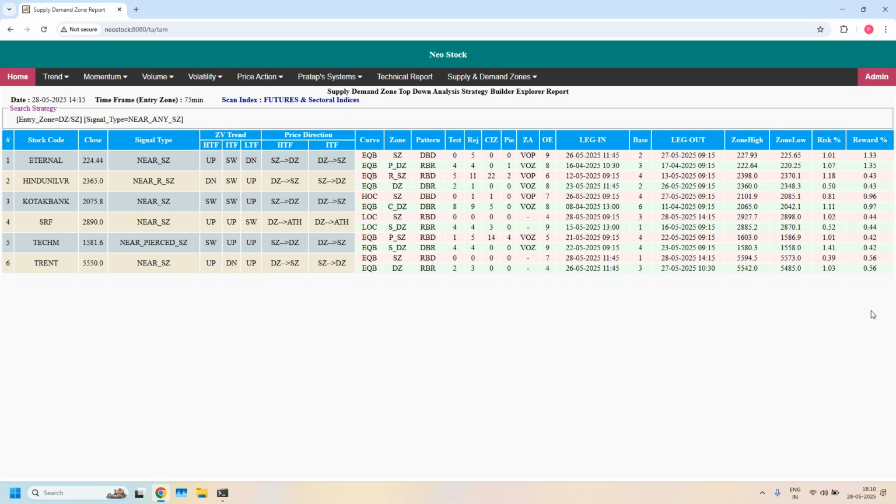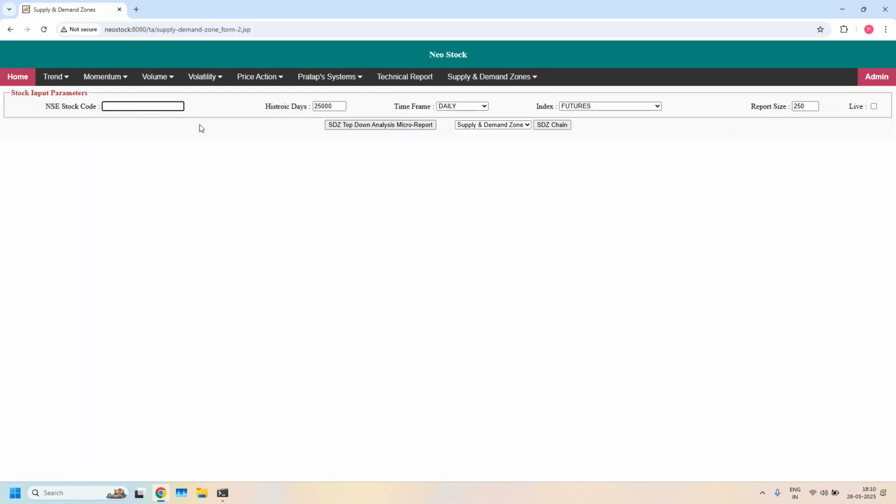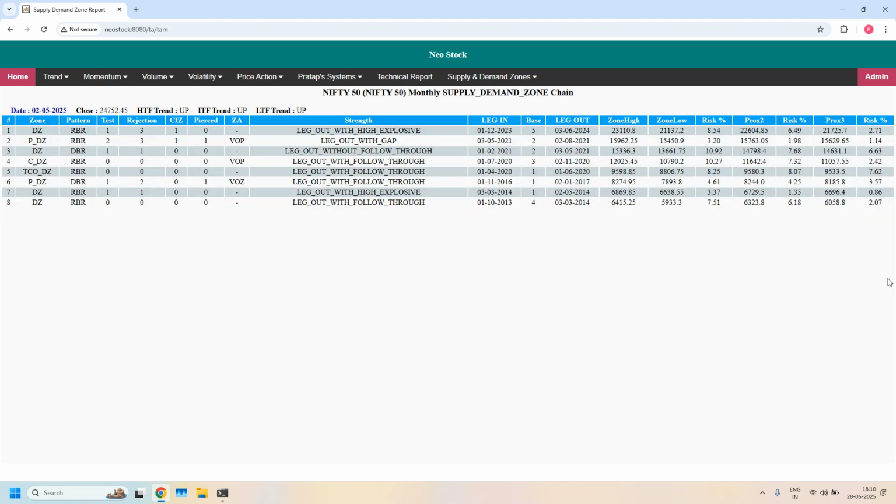Next, I am going to generate Nifty and Bank Nifty supply demand zone chain, starting with Nifty, generating monthly supply demand zone chain for Nifty. So this is Nifty monthly supply demand zone chain.